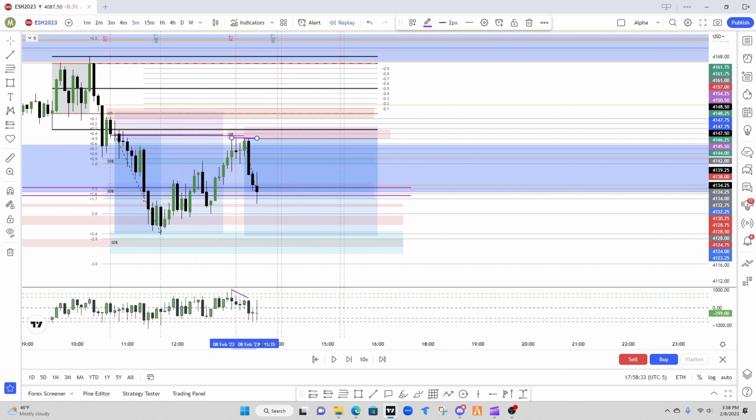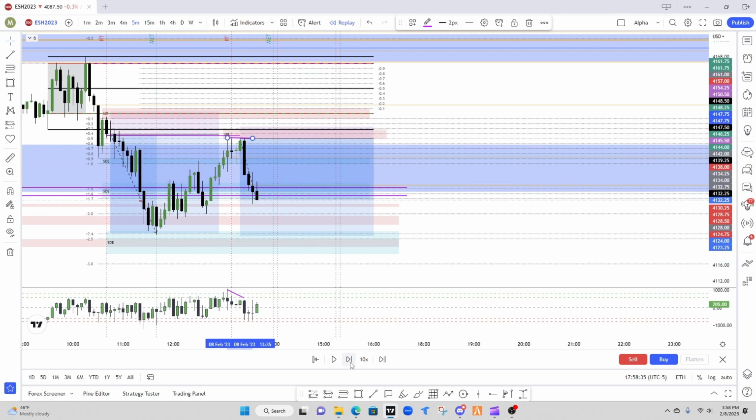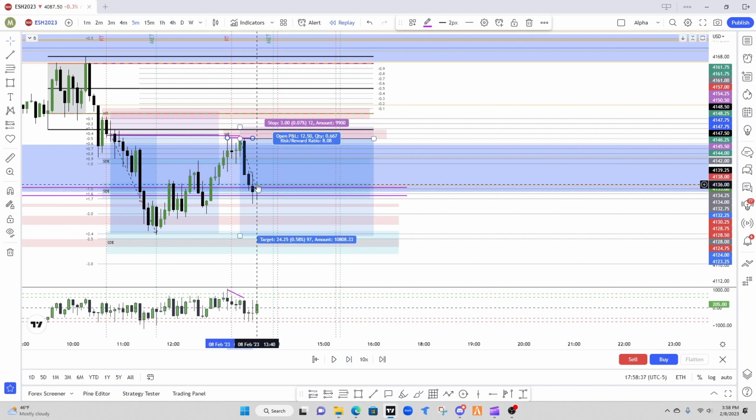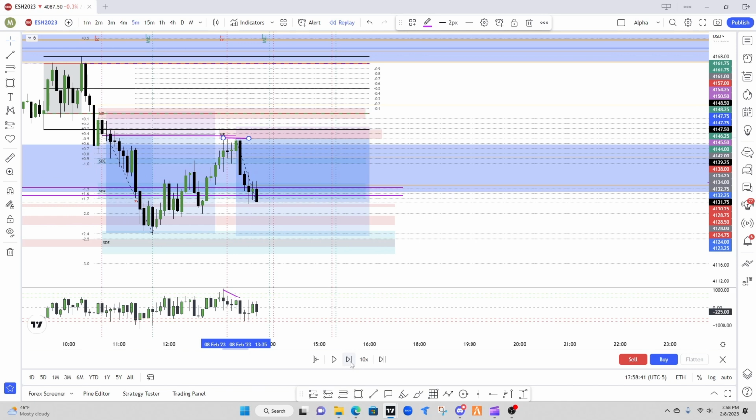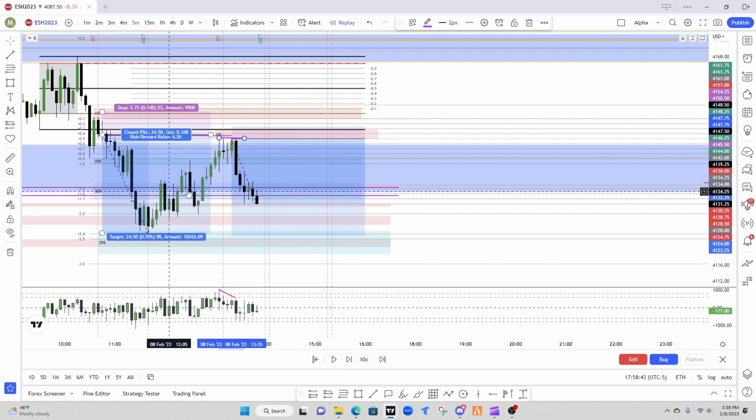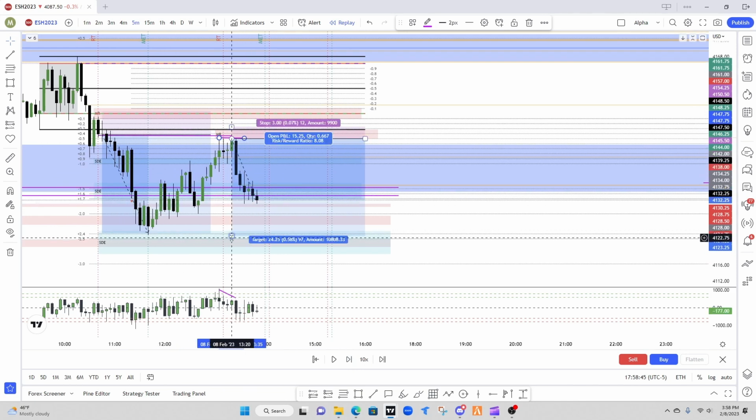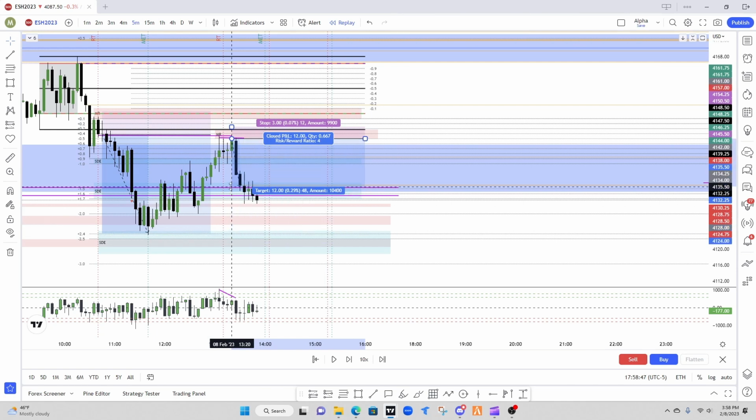As you can see, we've pushed down. We created a VIB here, which price wants to come back and touch. We are officially break even. Like I said, at 1R, we would have gone break even, so that would have been pretty much after this first candle had finished.